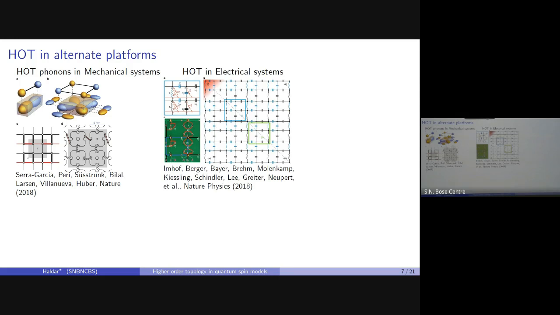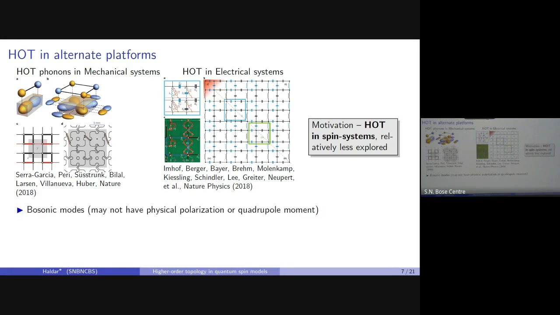So this naturally gives you a motivation. What about higher order topology in spin systems? Can you realize higher order topology using a spin Hamiltonian system? This is going to be the subject matter of the rest of the talk. But one key difference from the fermionic version that you saw earlier is that all of these localized modes are bosonic, they are not electronic modes.